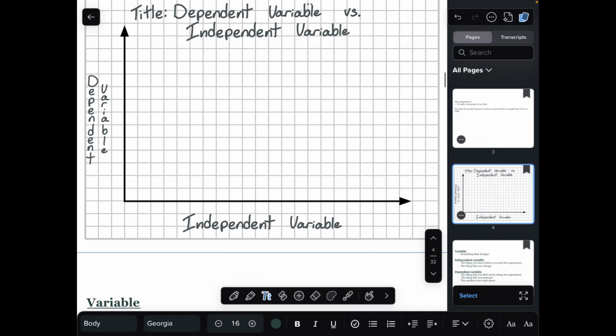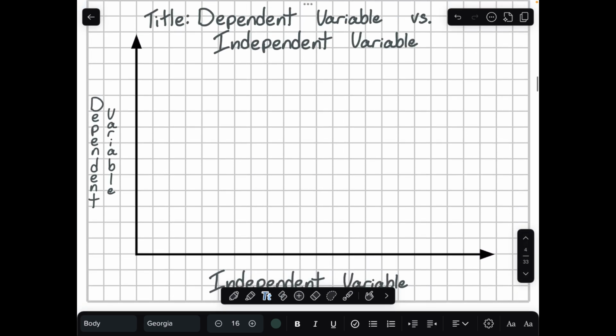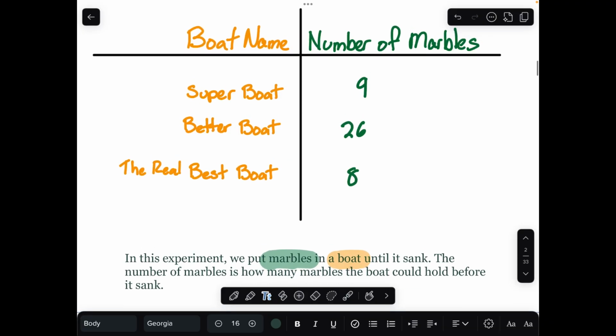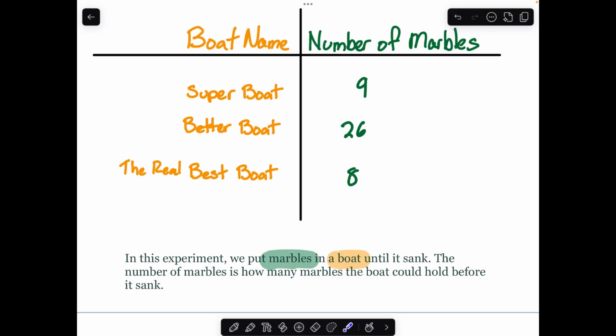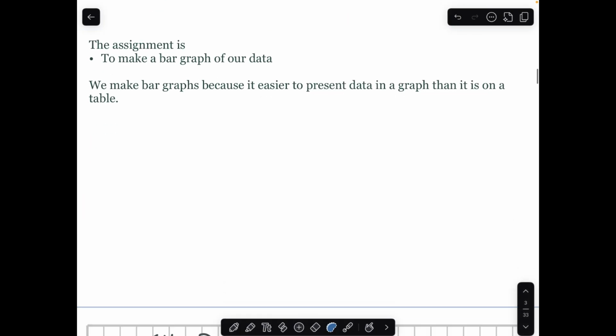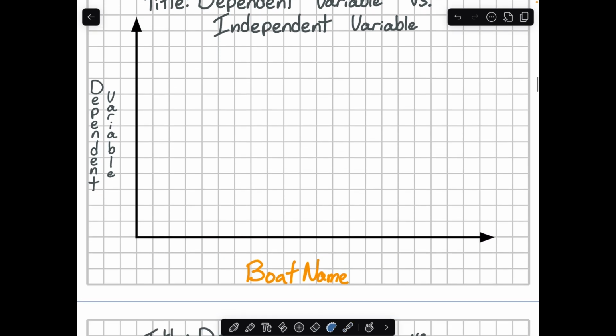Let me go ahead and make a copy of this. And now I'm going to put in the things for here. So the independent variable is the boat, because we knew what the boat was. We knew the name of the boat before we started measuring. So I'm going to take this, my independent variable, and put it here on my horizontal axis. I'm going to leave space here so I can label the individual boats.